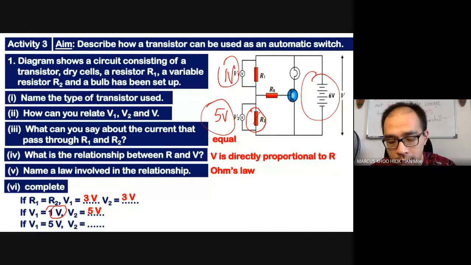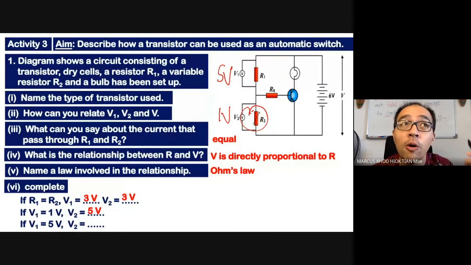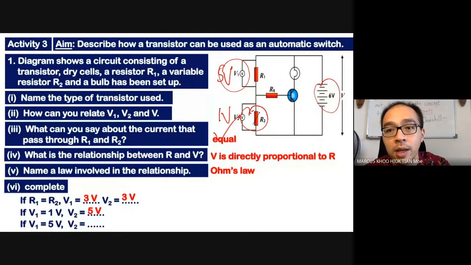If V1 is 5 volts, naturally this one, you immediately know it will be 1 volt. No need to think, nothing to count. 6 minus 5, if you really want to calculate, fine. 6 minus 5 equals 1. So that's how we understand the potential divider.